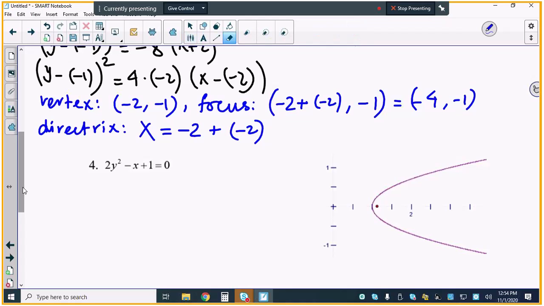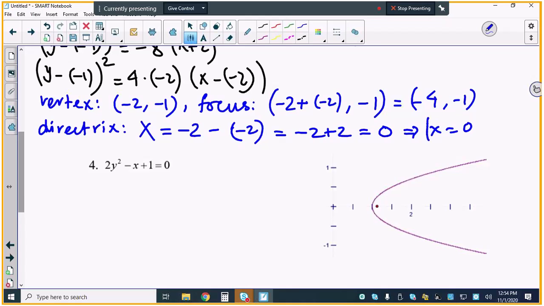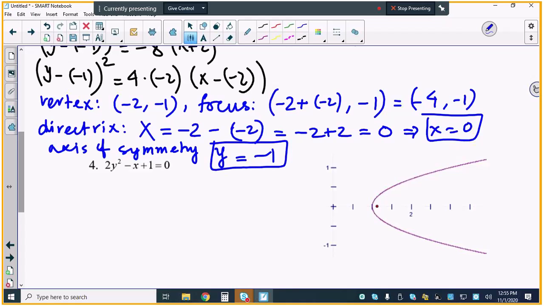Now subtract the focal distance, which is negative 2. So I get negative 2 minus 2, which is negative 2 plus 2, and that is equal to 0. So x equal to 0 is the directrix. The axis of symmetry this time is horizontal. So I will say it is a straight line that starts with y equal to, and it's the y coordinate of the parabola, which is negative 1. And that answers my question.